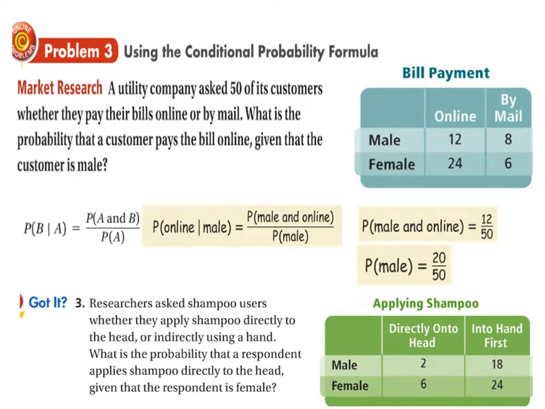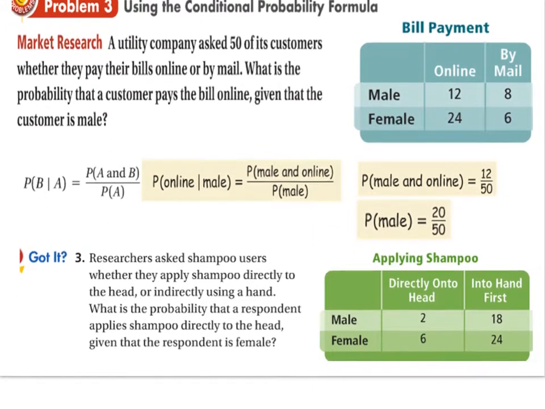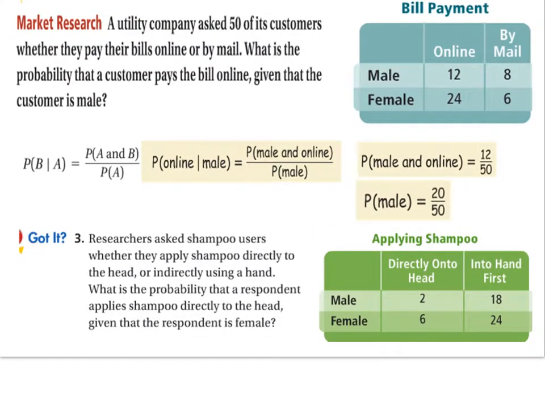So we've got here a utility company that asked 50 of its customers whether they pay their bills online or by mail. What is the probability that a customer pays the bill online, given that the customer is male? And again, we do have the information we need, but I want to show you what it looks like to calculate it using that formula. It kind of forces us to do this to get used to what that formula looks like and how it's going to handle.